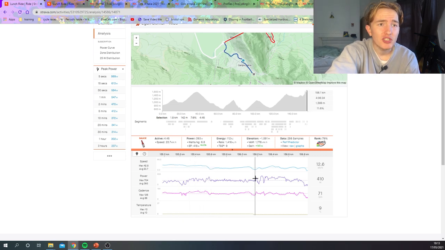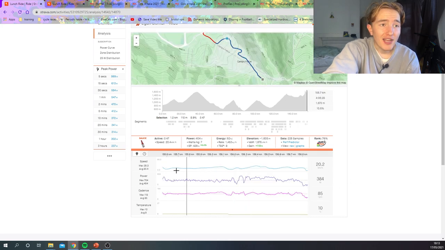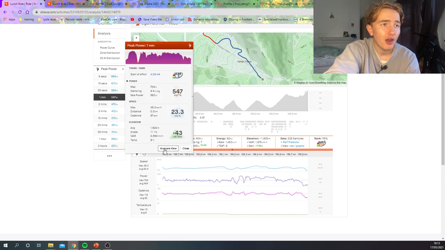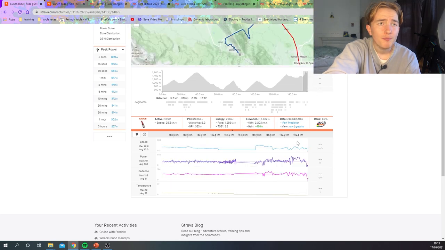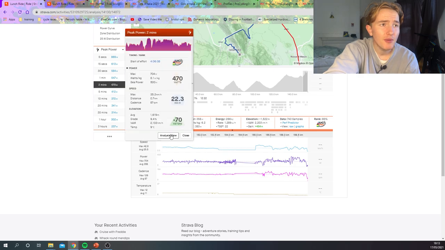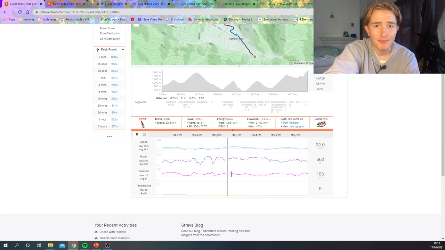But the key point was this: the pinch is towards the end. Vlasov attacked first, and then Bernal countered. You can see this small thing, he attacked here, got a little gap, then put it in the big dog and launched it up this climb. On the left here, you can see for a minute he did 547 watts, which is 9.4 watts per kilo, which is pretty strong. It's not thermonuclear ridiculous. And then for 2 minutes he did 470, and this was basically his main attack.